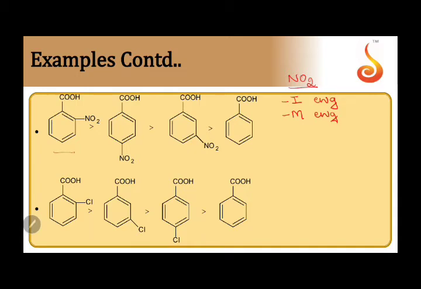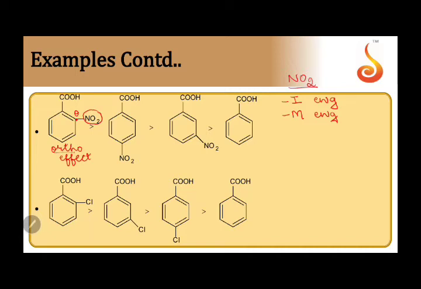First of all, if the NO2 group is present at the ortho position, then irrespective of the nature of the group, we know that due to the ortho effect, it becomes more acidic. So, the ortho compound we can put directly as the most acidic.